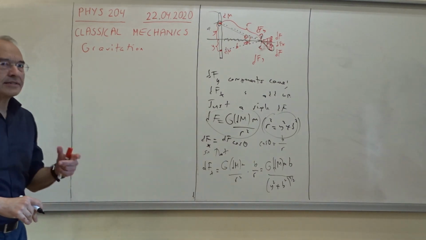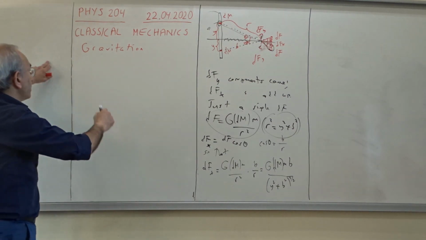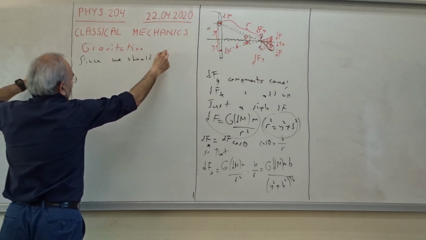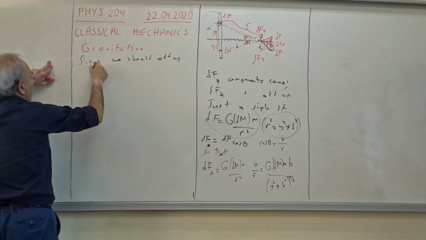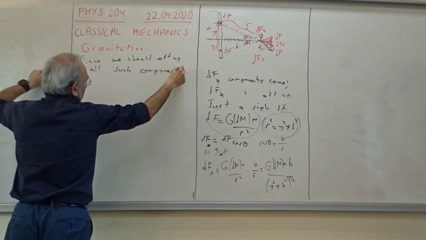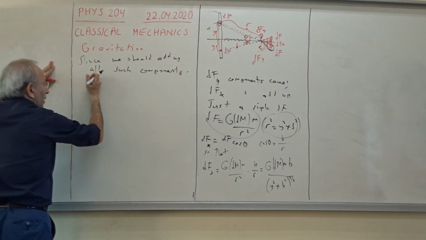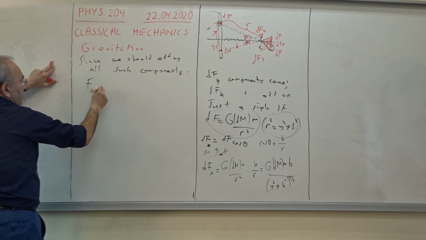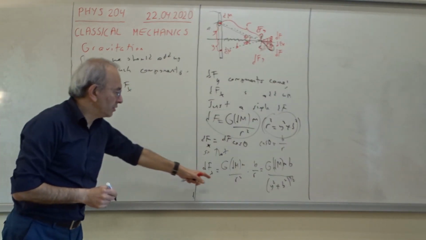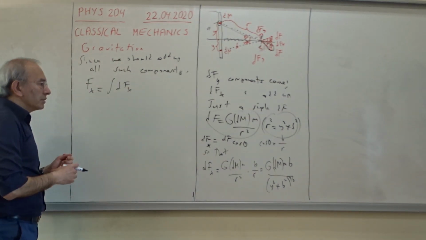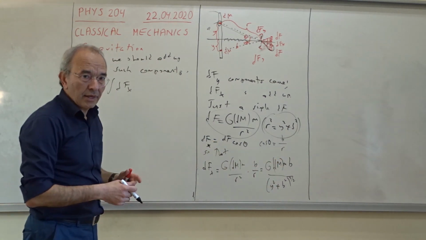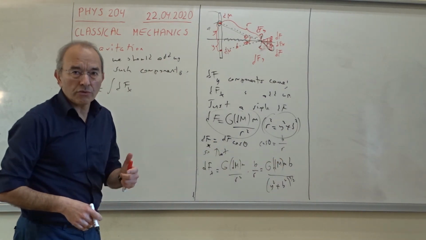Now the next step is just to add up. Since we should add up all such components, the total F in the x direction will be the sum over all the Fx elements. And what about the limits? Once we write the right hand side, we consider the limits of the variable, which is the limits of y.